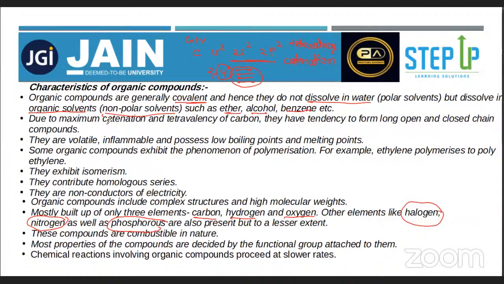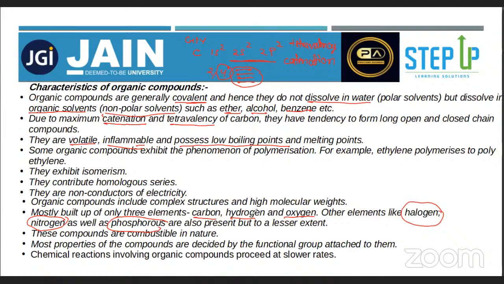Due to maximum catenation, basically the tetravalency of carbon, they have a tendency to form long open or closed chain compounds. So it can form a closed chain, it can form an open chain. What is a closed chain, what is an open chain, we'll study later. They are volatile, inflammable, catch fire, and possess low boiling or melting points. Because they have low melting and boiling points, obviously they'll catch fire faster compared to others.